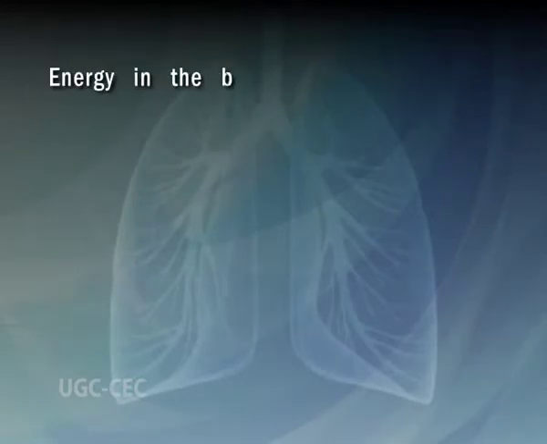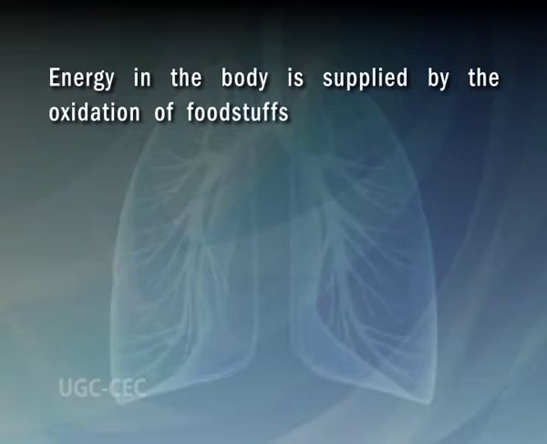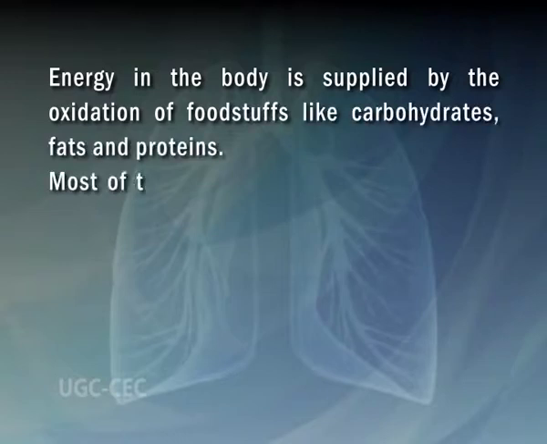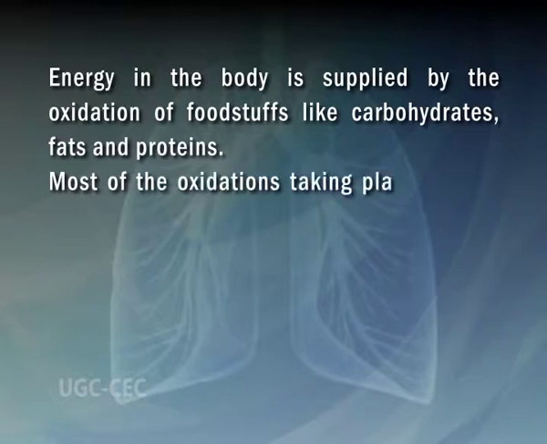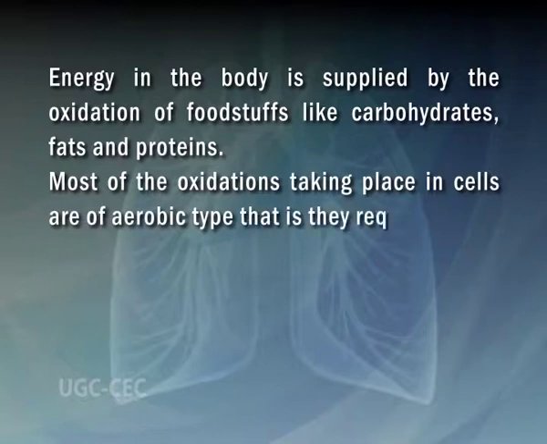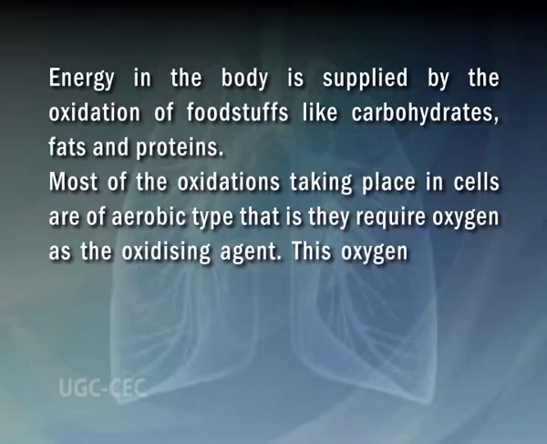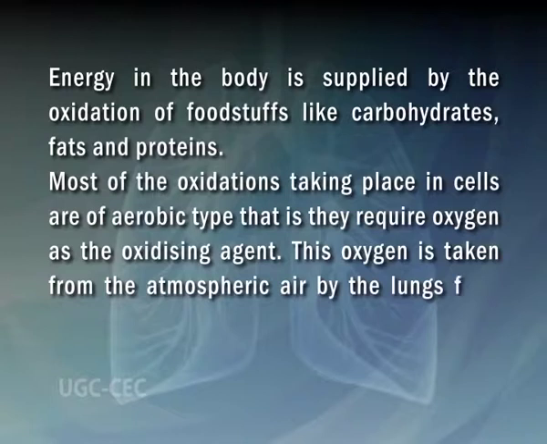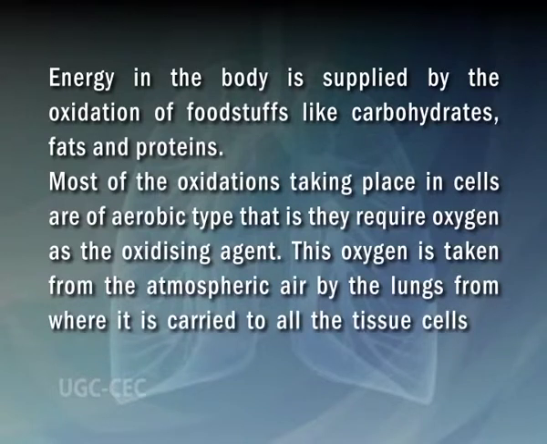As we know, energy in the body is supplied by the oxidation of foodstuffs like carbohydrates, fats, and proteins. Most of the oxidations taking place in cells are of aerobic type, that is, they require oxygen as the oxidizing agent. This oxygen is taken from the atmospheric air by the lungs, from where it is carried to all the tissue cells by means of blood.